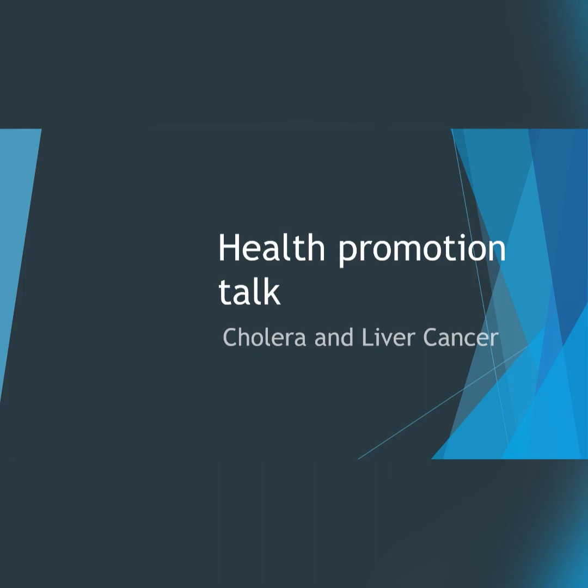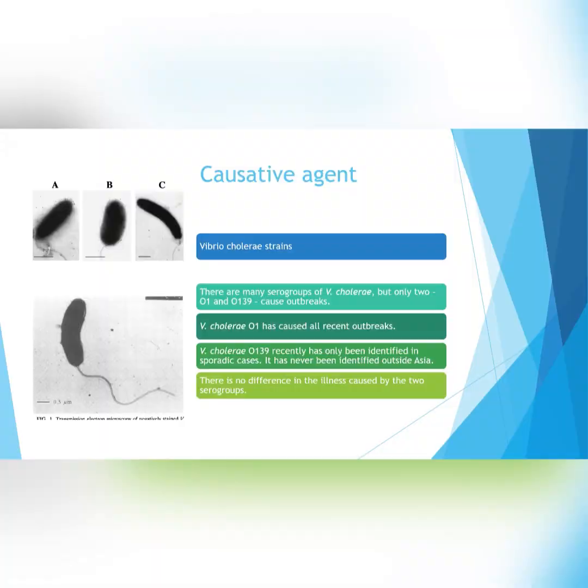Today I will share about cholera and liver cancer. Let's begin. So the causative agent for cholera is called Vibrio cholerae, which you can see on the left-hand side, Vibrio cholerae strains observed under the electron microscope.